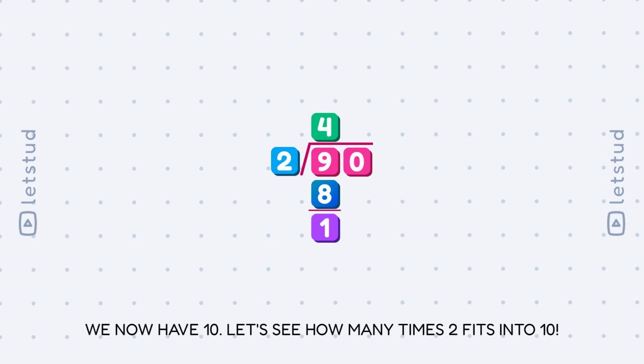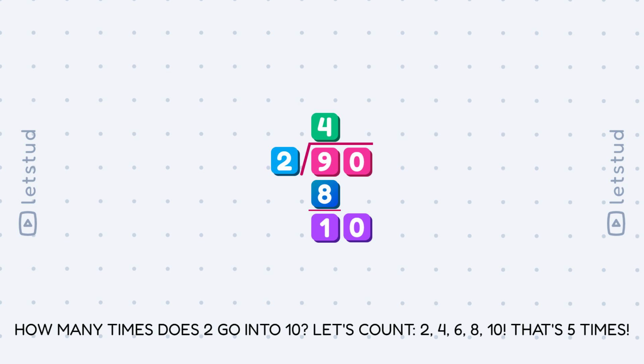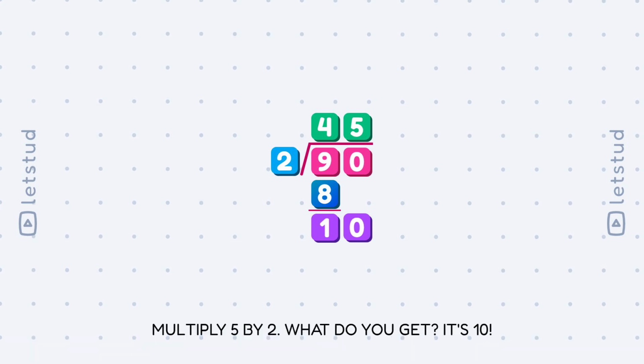We have a remainder of 1 from the last step, and we bring down the 0 from the dividend. We're using the 1 and the 0 to make the number 10. How many times does 2 go into 10? Let's count by 2s again: 2, 4, 6, 8, 10. That's 5 times. Let's multiply to see if it's right.